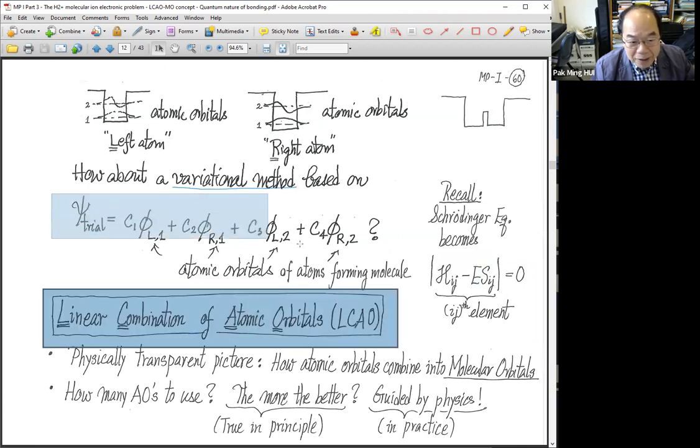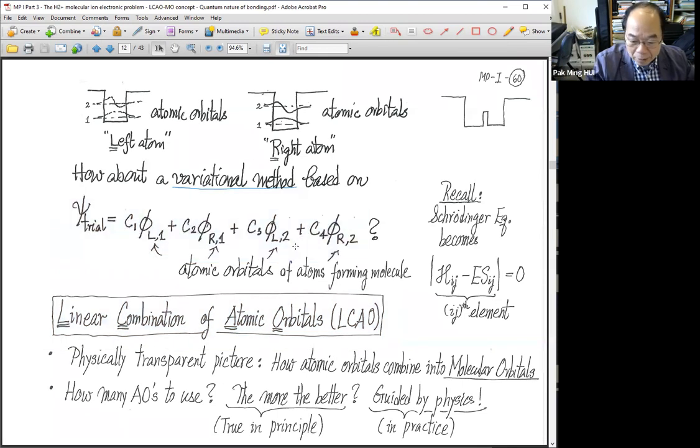It is this particular line. We are using the atomic states, left and right, choose a good number of them by physical insight, and then do this variational calculation in our mind only. We are not going to write it down explicitly, but you know the process. So this is the idea.